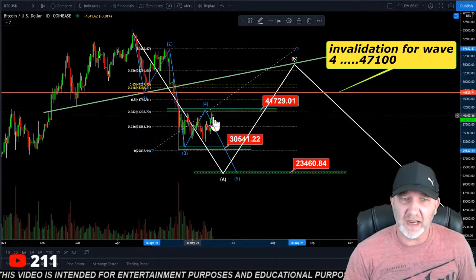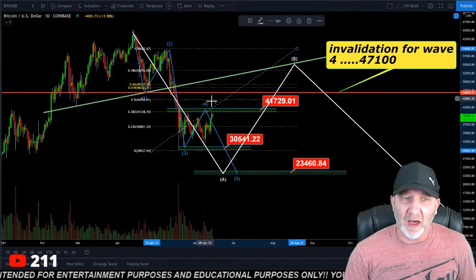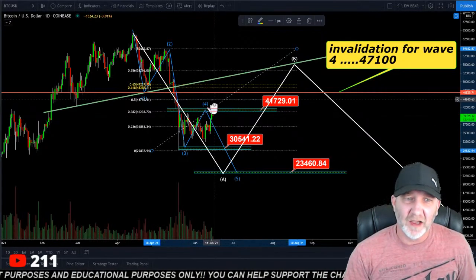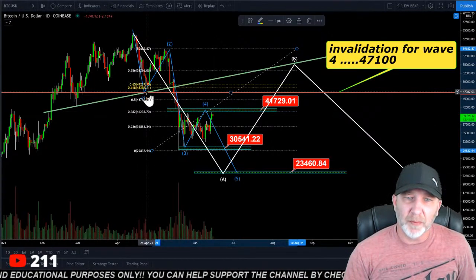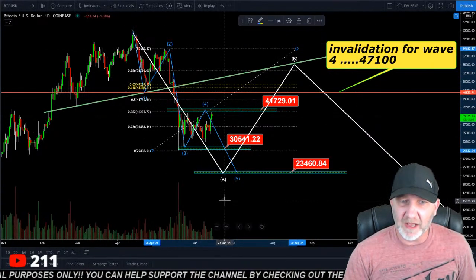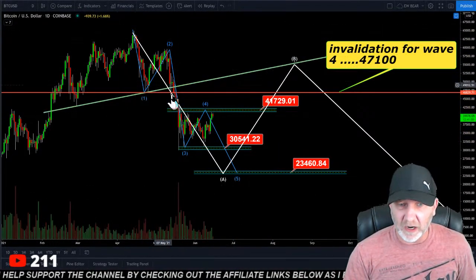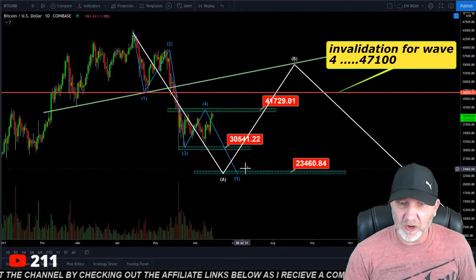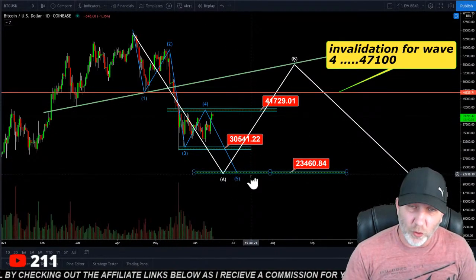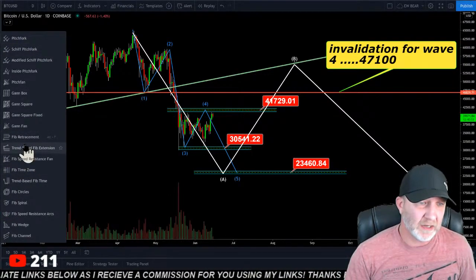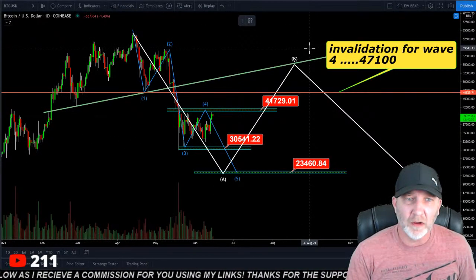That's the 0.382 fib. Now, there is a chance we could go to the 46.8, but if we break above this 47.1, that invalidates this count. Until then, I still believe that we are going to be making a fifth wave down to the mid-20s, possibly further. Let's take a look at that too real quick and see how far that could go down.